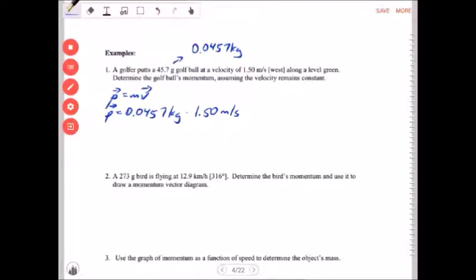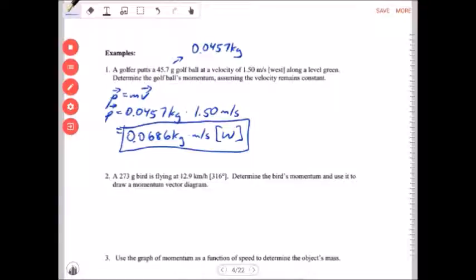Again, I'm not going to put the west on right here. I'm going to wait till the very end to figure that out. We just type that into our calculators and we get, 3 sig digs, yes, everything has to have sig digs, 0.0686 kilograms meter per second, and now we put in the west. We can put in the whole word or just W, put those little square brackets around it just for the direction, and put a box around it. Awesome. There is our answer for that one.